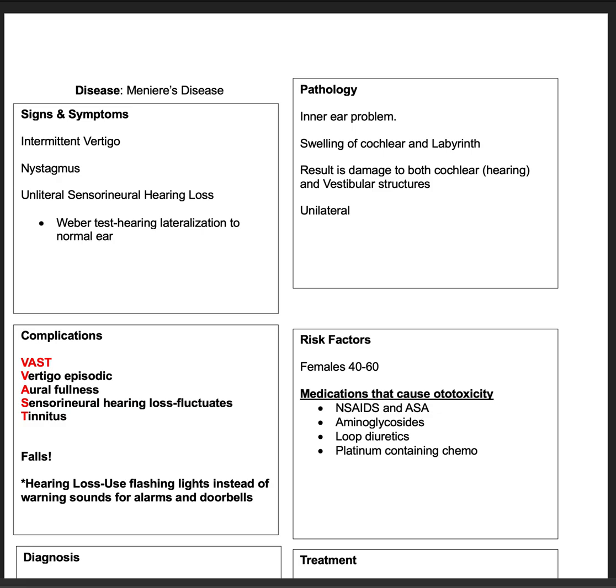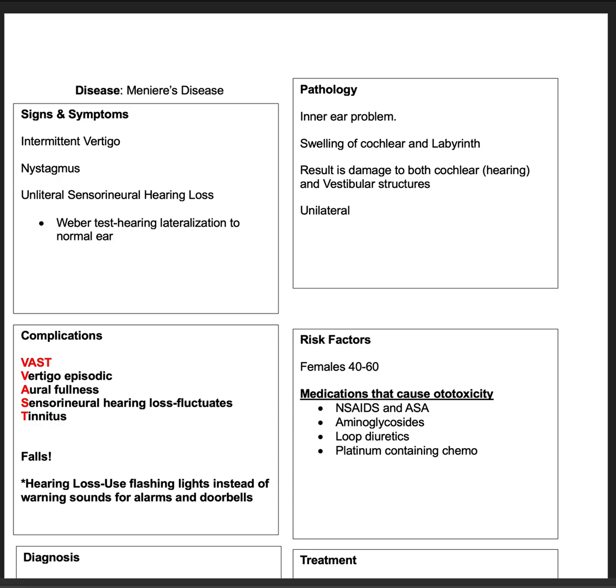Okay, so it's unilateral, it happens on one side, so the patient is going to have intermittent vertigo. That's one of the symptoms of it. Nystagmus. Okay, that's the involuntary eye movements. And they'll have unilateral sensorineural hearing loss. And the hearing loss is gradual and it fluctuates.